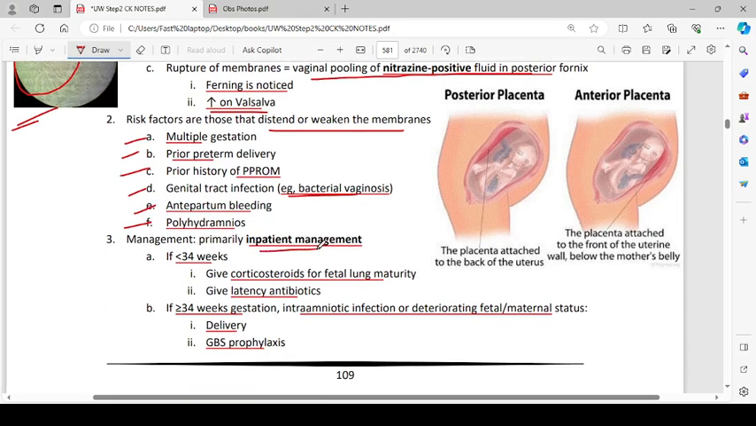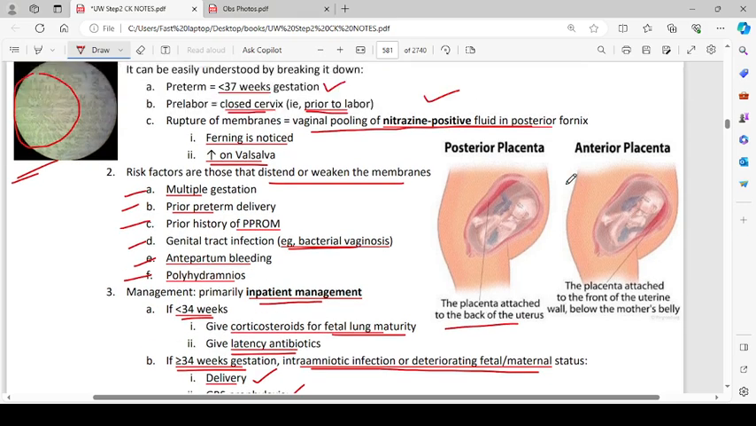Management primarily is inpatient management. If less than 34 weeks, give corticosteroids for fetal lung maturity and give latency antibiotics. If more than 34 weeks of gestation, intra-amniotic infection, or deteriorating fetal maternal status, do the delivery and give the group B streptococcal prophylaxis.